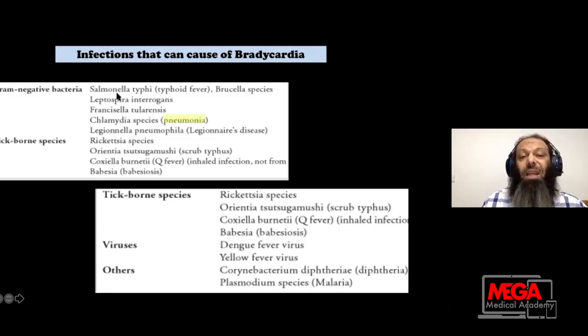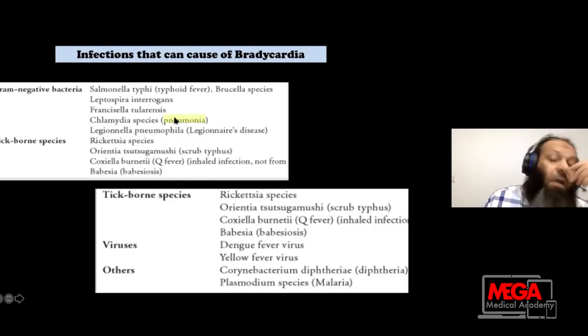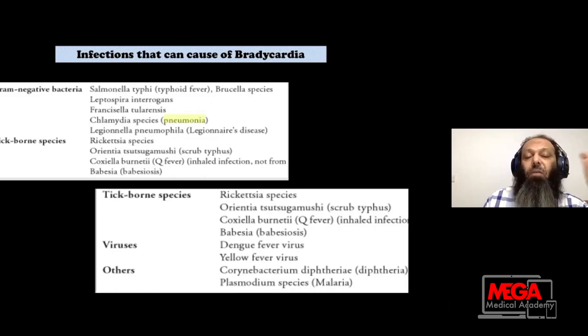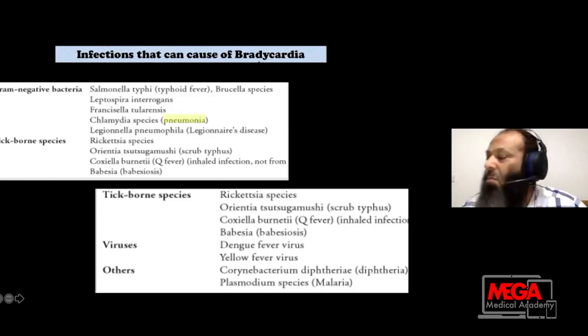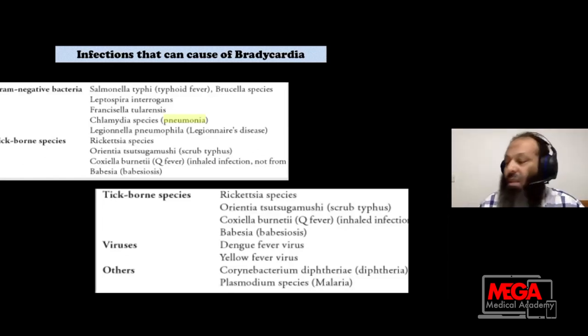Also Salmonella typhi, typhoid fever, Brucella. When your patient is febrile and bradycardic, put this in your differential diagnosis. Dengue fever also, Coxiella, diphtheria. Those are some of the common infections that present with bradycardia, especially if the patient is febrile, so put them in your differential diagnosis because this is something unusual. If he's febrile, he should have tachycardia. But here, these infections are commonly associated with bradycardia despite the fever.